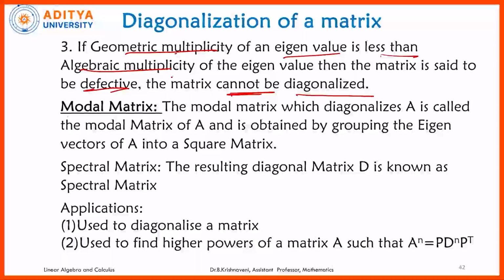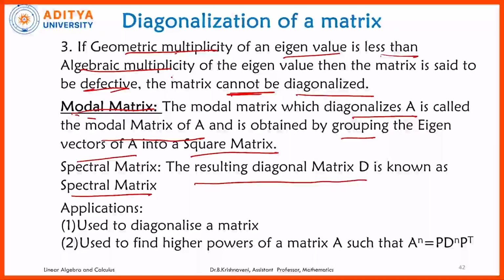Now, in order to find a diagonal matrix, we need the model matrix P. The model matrix which diagonalizes A is called the model matrix of A, and to obtain this, we group the eigenvectors of A into a square matrix. The resultant diagonal matrix D is known as the spectral matrix. So, this is the model matrix by which we can make the matrix A into a diagonal matrix.